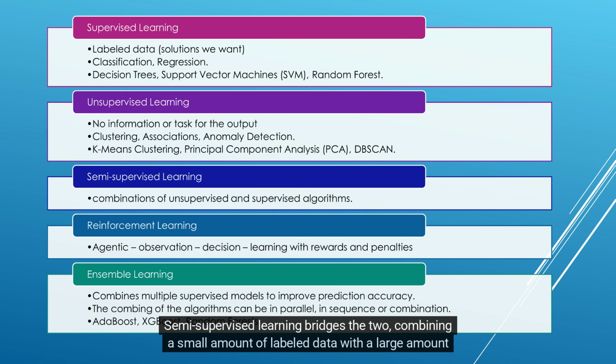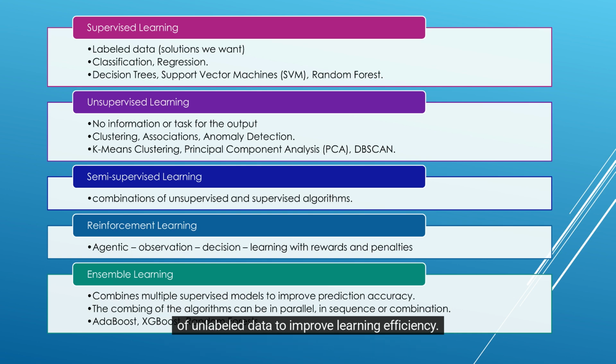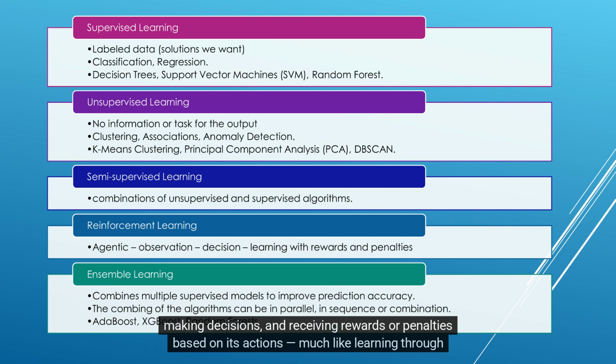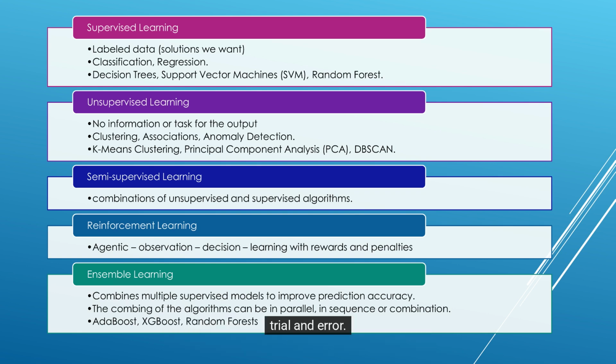Semi-supervised learning bridges the two, combining a small amount of labeled data with a large amount of unlabeled data to improve learning efficiency. Reinforcement learning is a different approach altogether, where an agent learns by interacting with an environment, making decisions and receiving rewards or penalties based on its actions, much like learning through trial and error.